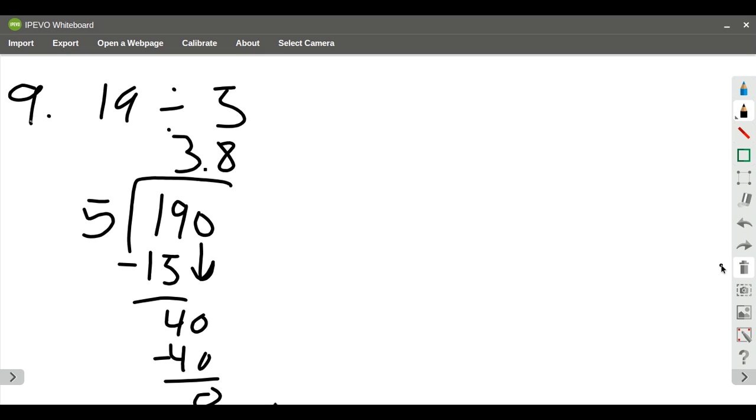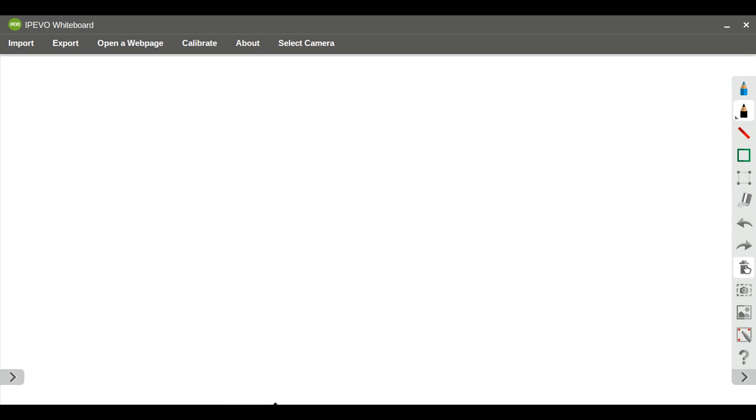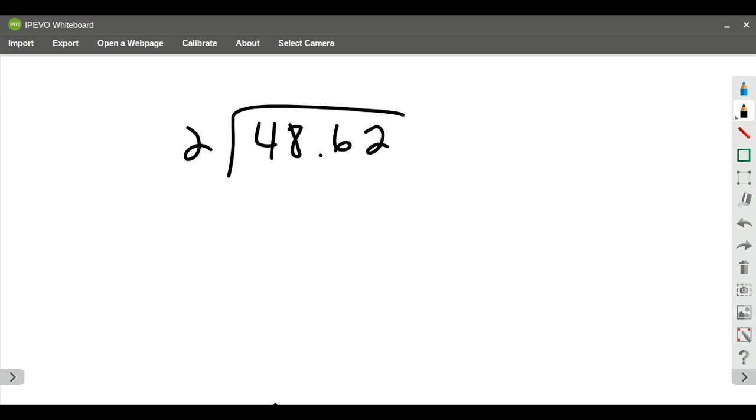Take a look at one more. The last one we're going to take a look at is number 11. So I have 48 and 62 hundredths, and I'm dividing that by 2. First thing I'm going to do is bring that decimal straight up. I'm not going to look at how many times 2 goes into 4. I'm going to look at how many times 2 goes into 48. 2 goes into 48 12. Oh, not 12 times, 24 times. And so 2 times 24 is going to be 48. I subtract. I have 0 left over. I bring down the 6.